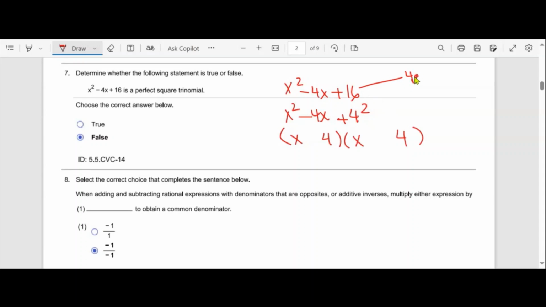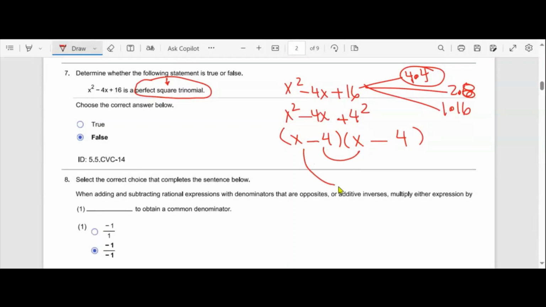How? 16 is what? 4 times 4, or 2 times 8, or 1 times 16. Doctor, I'm sorry, you mean 2 times 8, not 2 times 6. 2 times 8, yes. So will 4 times 4 make a perfect square trinomial? No, the answer is no, because if you put negative and negative, they give you what? Minus 8. Minus 8, correct. So are we looking for minus 8? Do we have minus 8 here? No. So the answer is what? False.